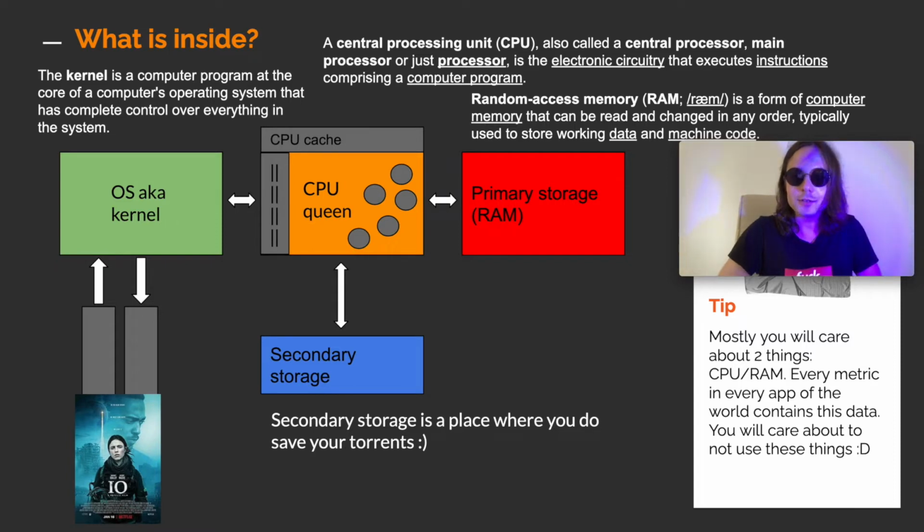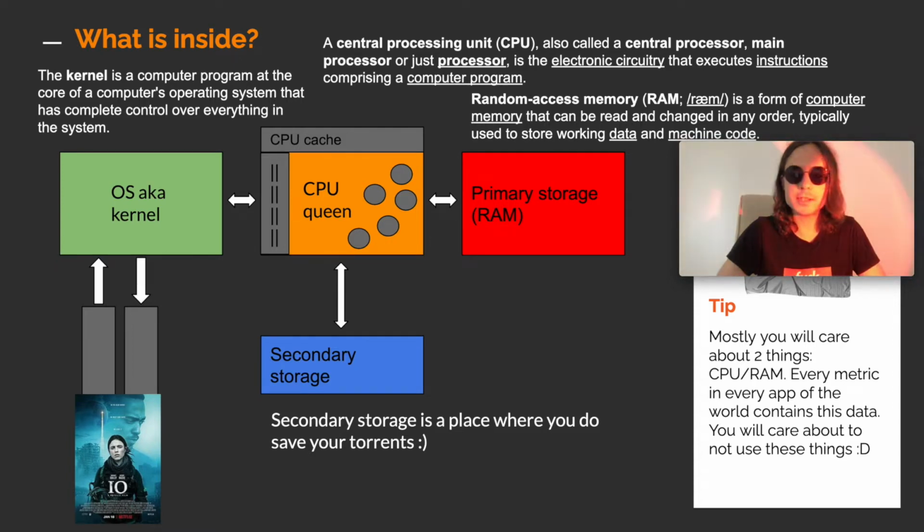And secondary storage is your hard disk or SSD, a place where you save your torrents. There you can write your files, and the files will be saved for the long term. You can think of secondary storage as storage for a long period of time.